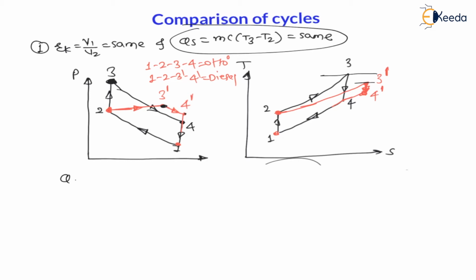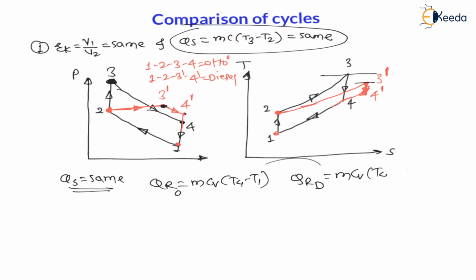Now already mentioned that heat supply is the same for both, and heat rejection is nothing but 4 to 1. Therefore for the Otto cycle, heat rejection is equal to mCv (T4 minus T1), and for the diesel cycle, heat rejection is equal to mCv (T4 dash minus T1). Can you see here, T4 dash is more than T4, therefore heat rejection for diesel is more than heat rejection for Otto. Therefore we can say heat rejection of the diesel cycle is more than heat rejection of the Otto cycle.